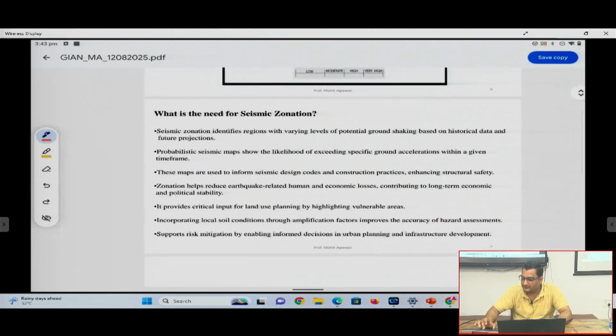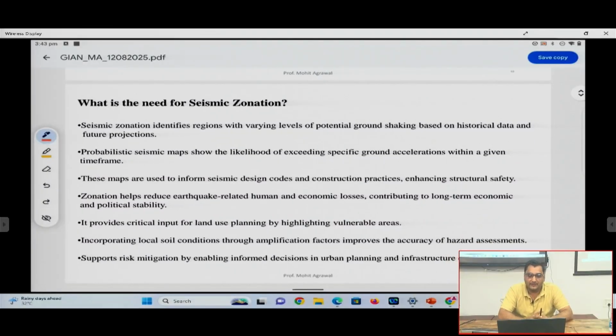Now the question comes, as I explained to you, what is the need of seismic zonation? Seismic zonation identifies regions of varying levels of potential ground shaking, based upon historical data, or it can provide you some future projections. You might see in the seismic zonation map, when you develop the probabilistic seismic zonation map, they will say that there is a probability of exceedance of maybe 0.64 of these PGA values being exceeded in the next 50, 100, or maybe 500 years.